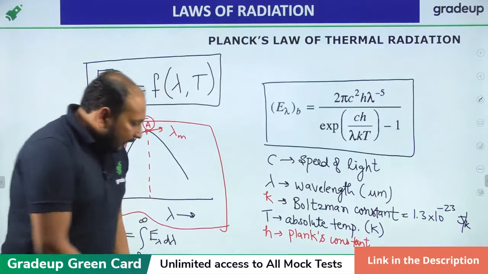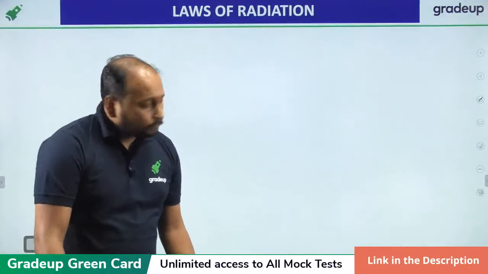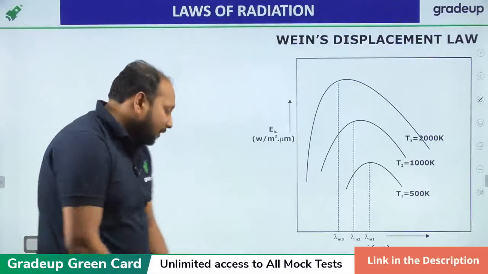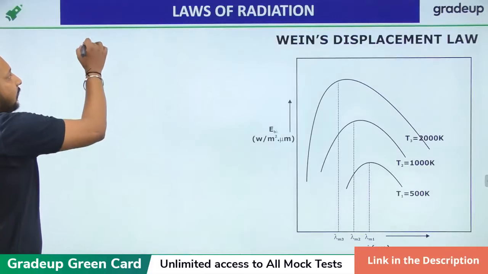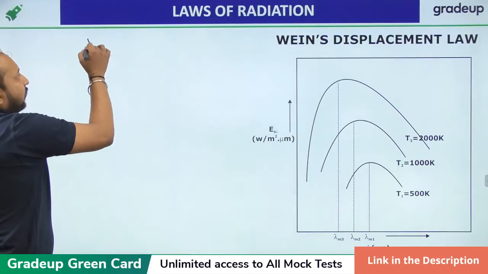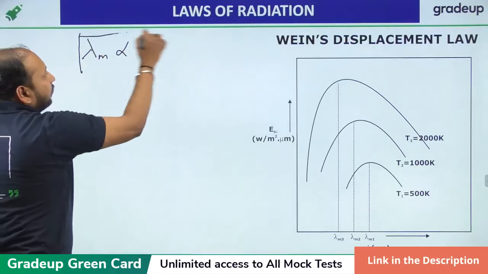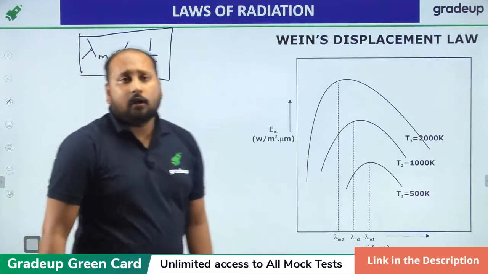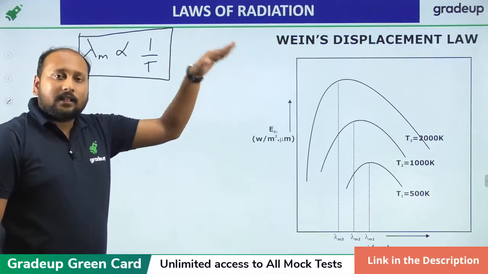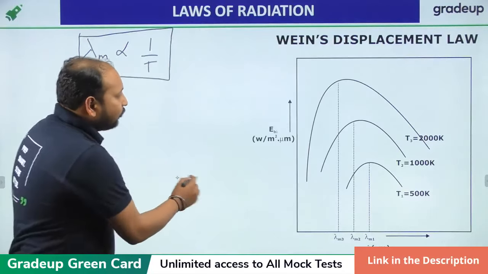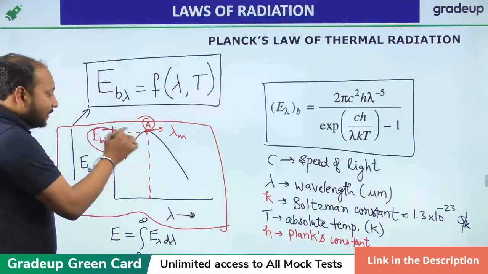Clear? In addition to this, you might know about Wien's displacement law. Wien gave the statement that the absolute temperature is inversely proportional to the maximum wavelength. According to Wien's displacement law, the wavelength corresponding to the maximum emissive power, which is this one. What is lambda m? Lambda m is the wavelength where we have the maximum emissive power.